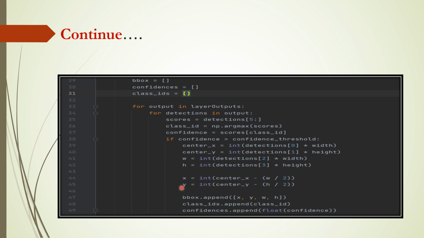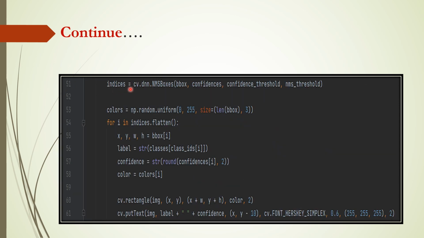And lines 44 to 45. Here we are extracting the top left coordinates of the bounding box. Now we have got all the bounding boxes, but we need only one bounding box for each object. So we pass the bounding boxes to the non-maximal suppression function from OpenCV. Here in line 51, based on the confidence threshold and the NMS threshold, or non-maximal suppression threshold, the boxes get suppressed and we get the box which detects the object correctly.